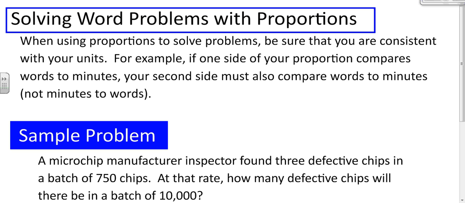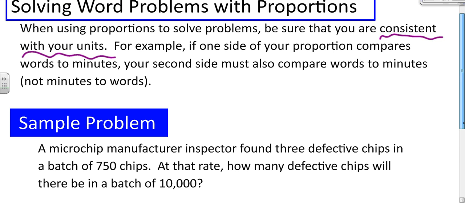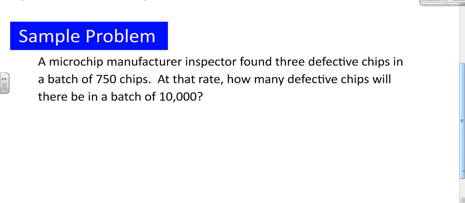Now, I also can use proportions to help me solve word problems. When I'm using proportions to solve problems, I want to be sure that I'm consistent with my units, and I'll show you what that means. For example, if one side of my proportion compares words to minutes, my second side must also compare words to minutes. Let's take a look at an example. A microchip manufacturer inspector found 3 defective chips in a batch of 750 chips. At that rate, how many defective chips will there be in a batch of 10,000?